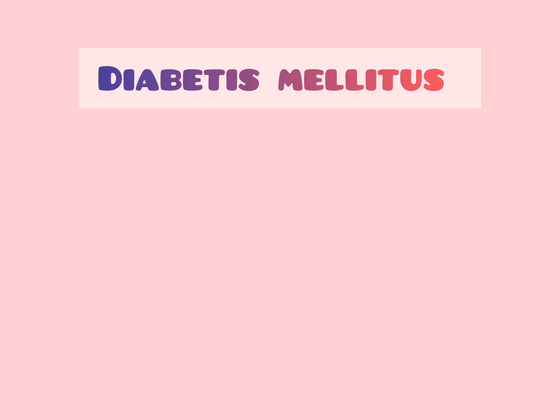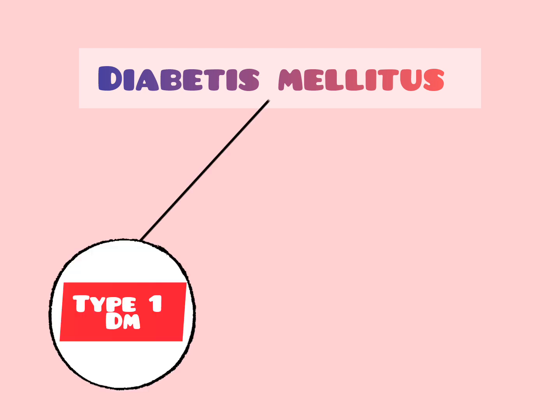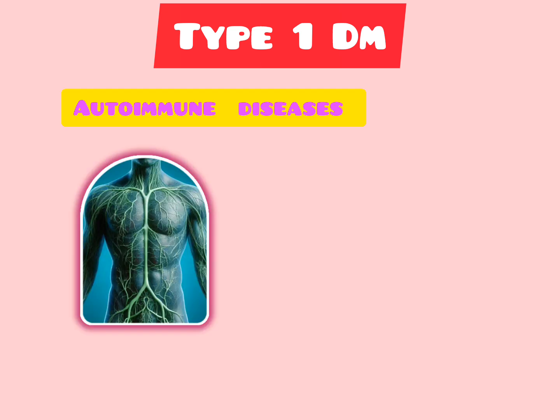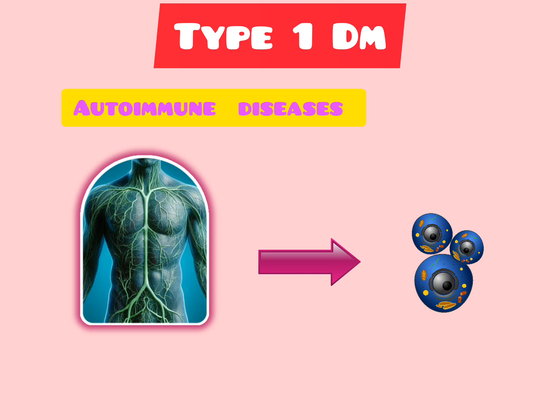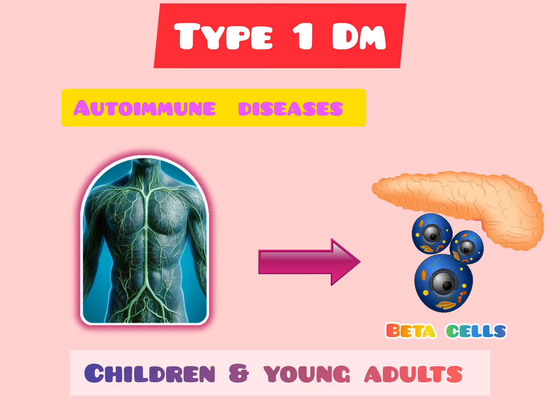DM can be classified into two. Type 1 DM and Type 2 DM. Type 1 diabetes. This is an autoimmune disease in which your immune system attacks and destroys insulin-producing cells called beta cells in the pancreas. It is usually diagnosed in children and young adults, but it can develop at any age.